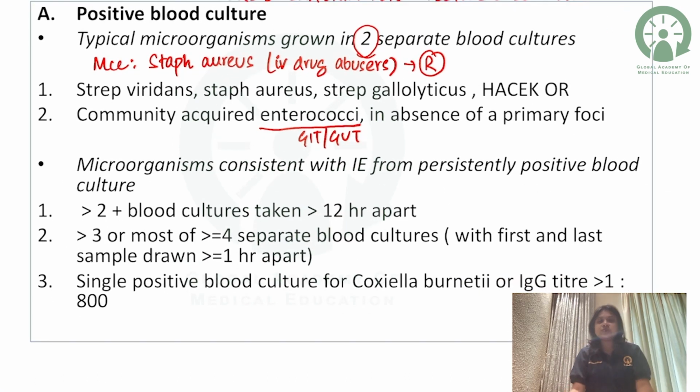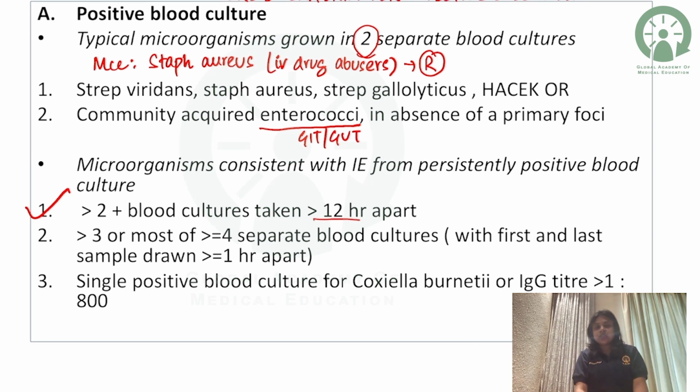So microorganisms consistent with infective endocarditis from persistently positive blood cultures. Either we are going to take 2 blood cultures which are taken more than 12 hours apart. Suppose I take a blood culture at 8 a.m. and the next blood culture I am taking 12 hours apart, and these two blood cultures are positive. So the first is two blood cultures 12 hours apart.